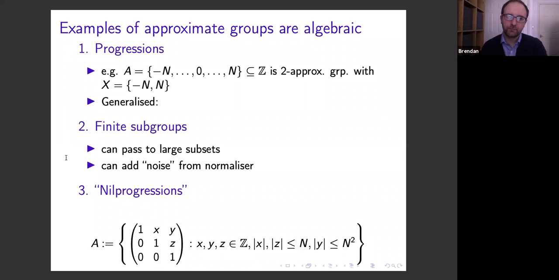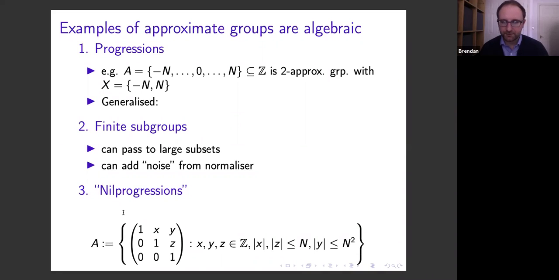Those are some familiar examples, and a slightly different example is a nilpotent analog of an arithmetic progression. If you look at the group of 3x3 upper triangular matrices with ones on the diagonal, that's a nilpotent group.